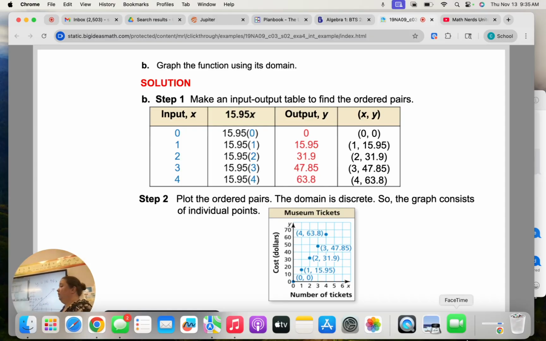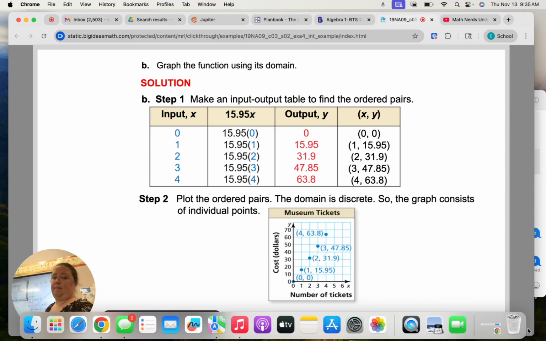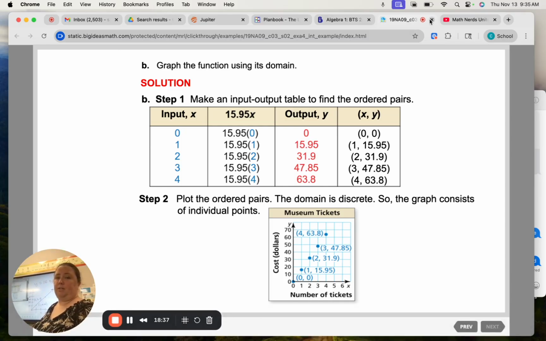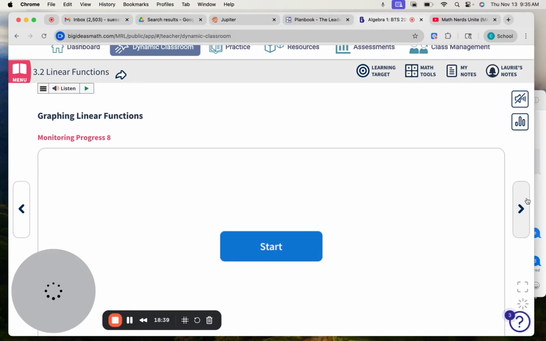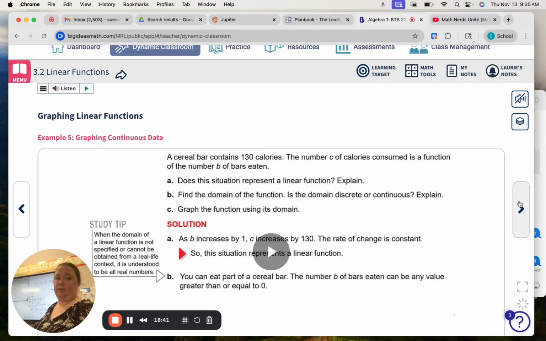Okay, I like that. You really only need to label 2 points on the line. So I labeled this one and this one. Yeah, I like it. If you want to label them all, go for it. All right, any questions on how we did that? Not too terrible. All right, so you're going to do monitoring progress 8, and then we'll do example 5.